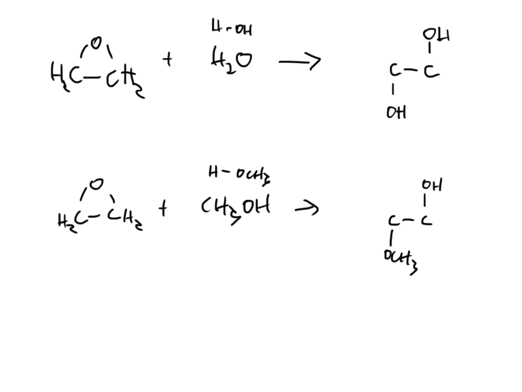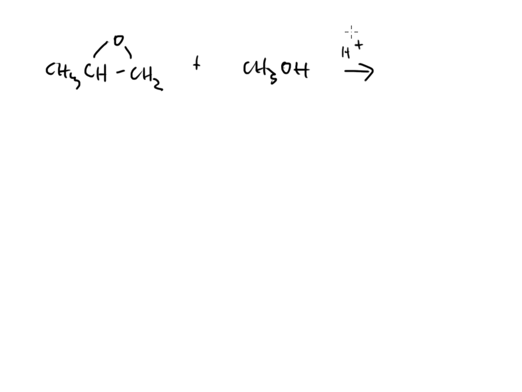Now let's look at an unsymmetrical epoxide. Let's look at CH3, CH, CH2 with a ring. And we're going to add on to this, I don't know, CH3OH. Let's just change it up a little bit. So there we go. So we know that alcohols have a hydrogen. That hydrogen can protonate, and we're just going to put H plus there, just to let you know that it is acidic conditions.